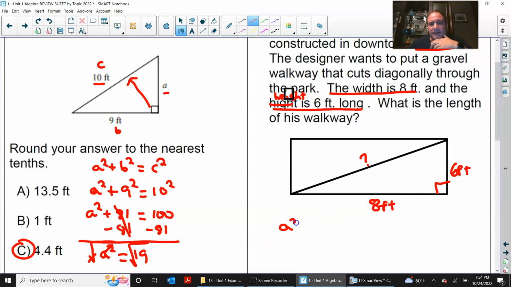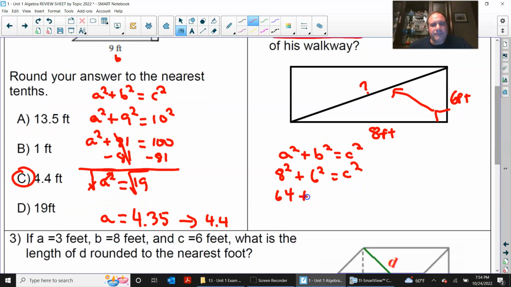Obviously you're finding the missing side, and what it turns out to be is that it's the hypotenuse that's missing. So remember, I'm drawing that line from the opposite of the right angle. Opposite the right angle is always the hypotenuse. Hypotenuse is the greatest side length. So the 8 feet could go in for my A or B, 6 feet could go in for my B or A, and then C squared is missing.